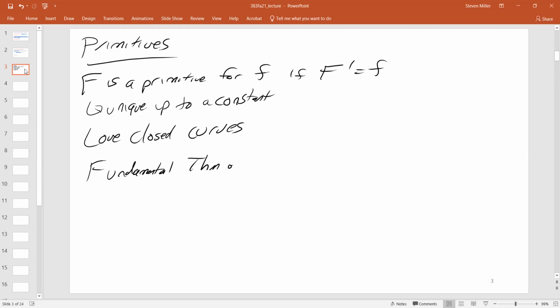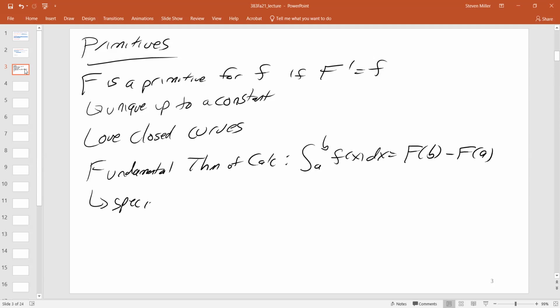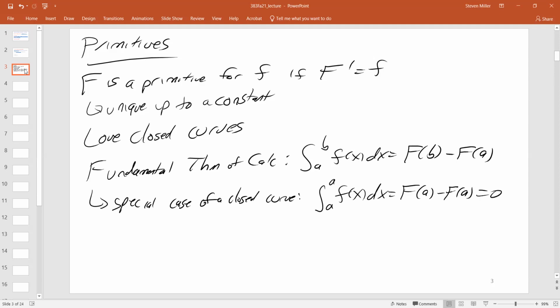theorem of calculus. Now, you normally do it as the integral from a to b of f of x dx equals big F of b minus big F of a. Let's do the special case of a closed curve. So what would the closed curve look like in the one-dimensional world? A point. So we would have the integral from a to a of f of x dx equals big F of a minus big F of a equals 0.